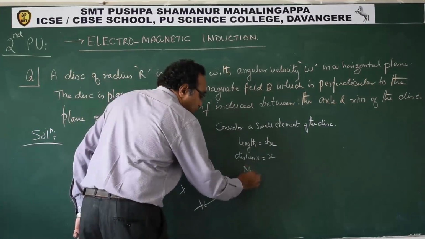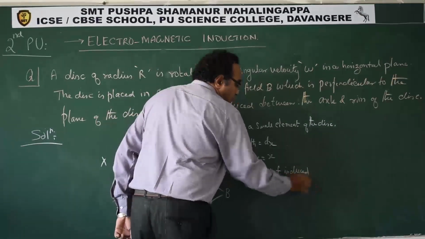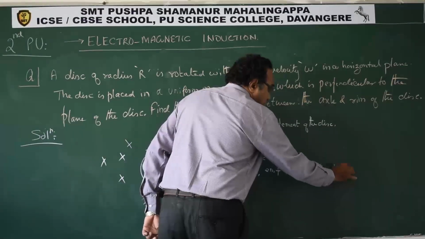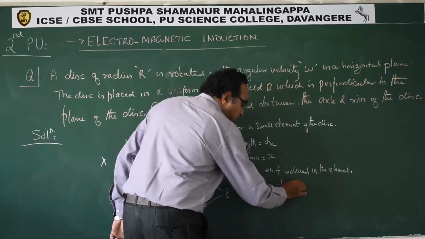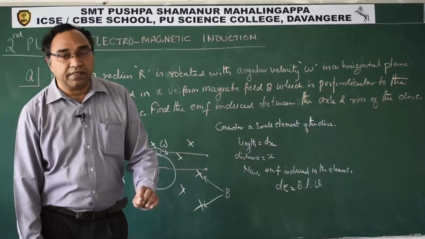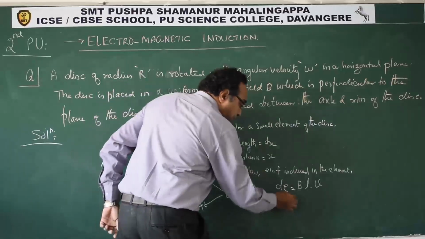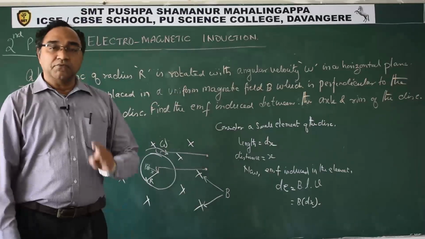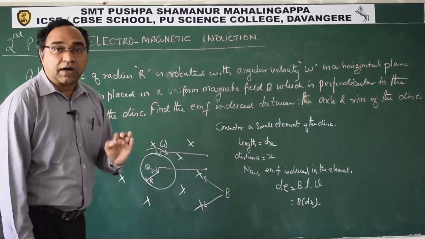Now the EMF induced in the element, dE, will be what? BLV. Induced EMF is BLV, that we know from the motional EMF. Motion is there, so motional EMF. B is constant, length of the element is dx. What can you say about V? V is the linear velocity. We know V is equal to R omega.